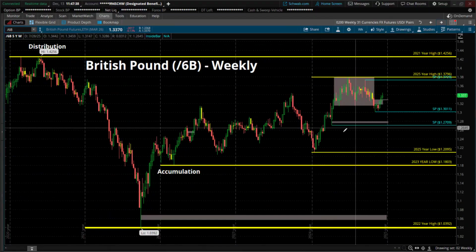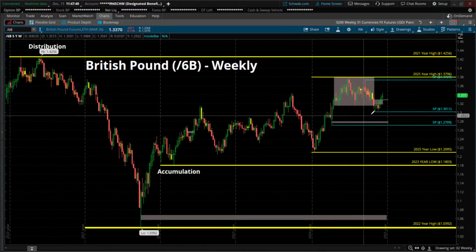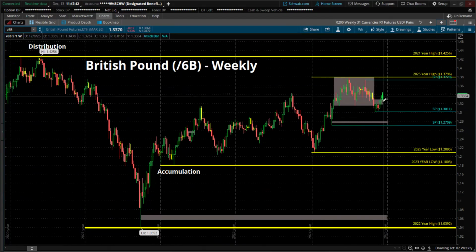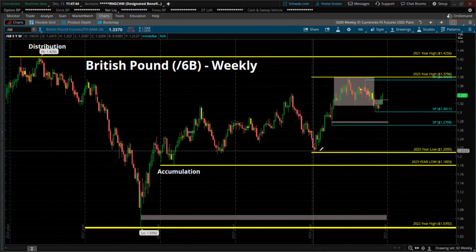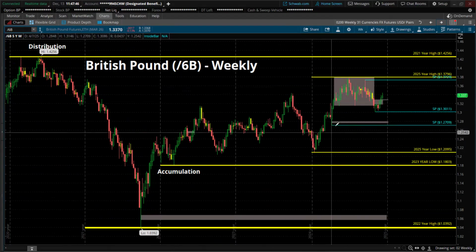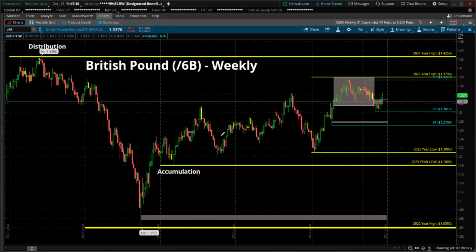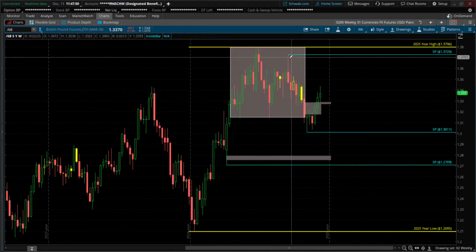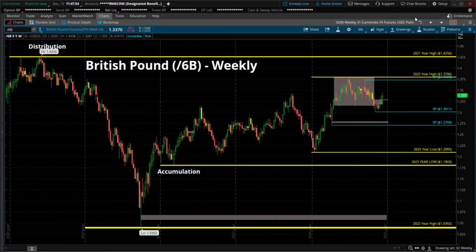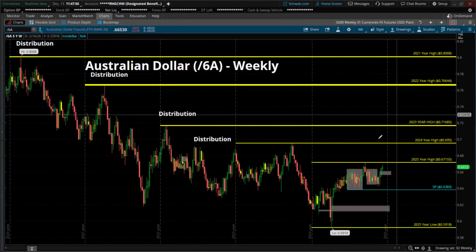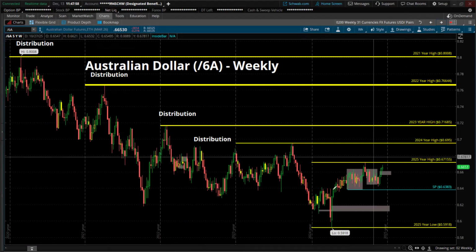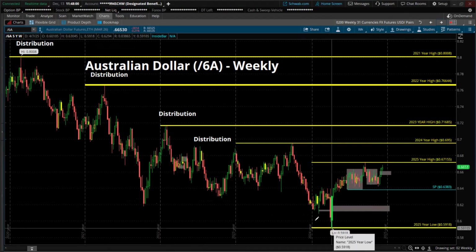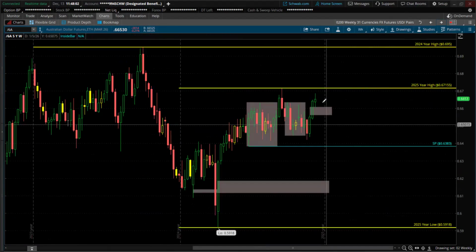British pound. Also, the momentum's to the upside. Here's the low of the year. You can see we've been making higher lows. Looks like it's gunning back up to the highs of this year. Australian dollar. Yep, here's the low of the year. Again, very close to the highs of this year.